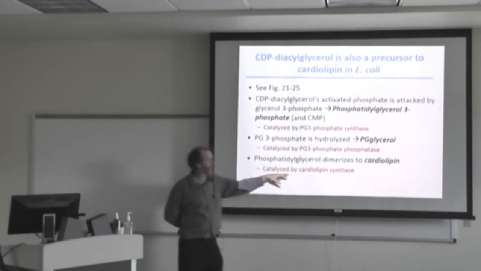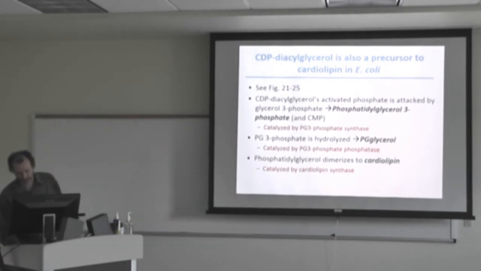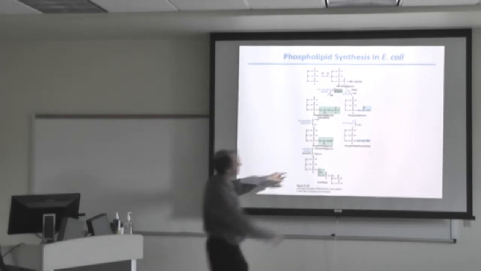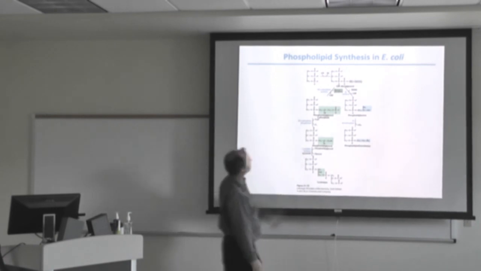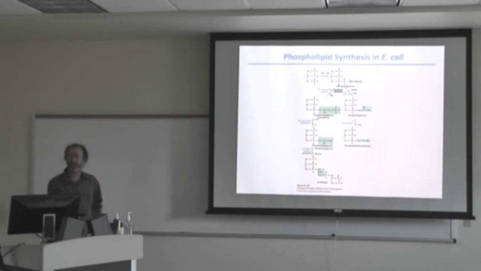Phosphatidylglycerol dimerizes to form cardiolipin, catalyzed by cardiolipin synthase. And here you have the dimerization. Here you have cardiolipin then, catalyzed by cardiolipin synthase. And this is how you form the phospholipids in E. coli.